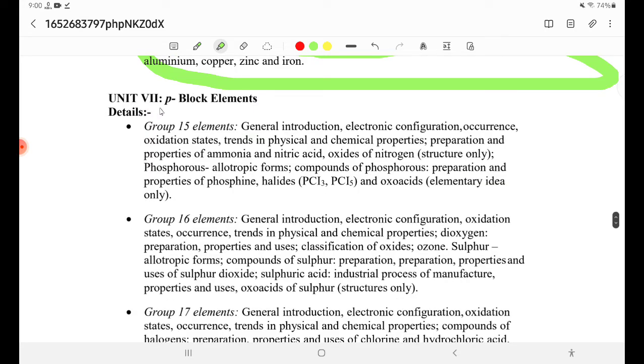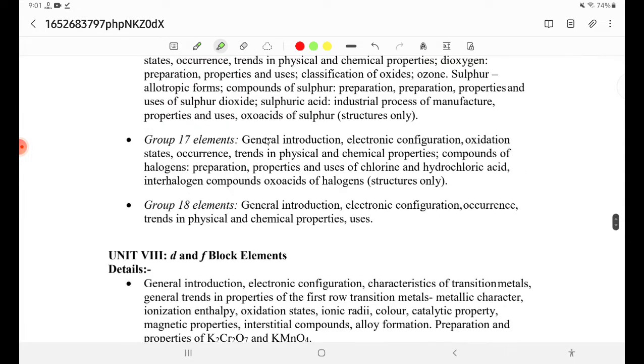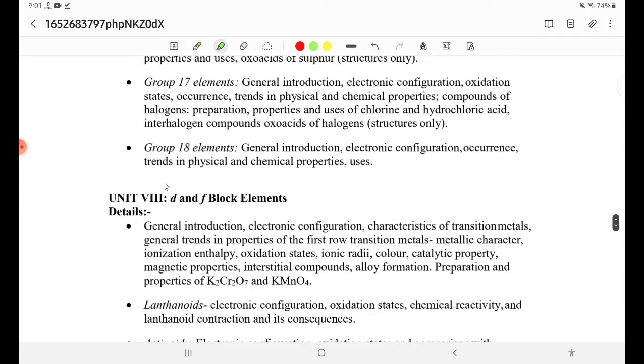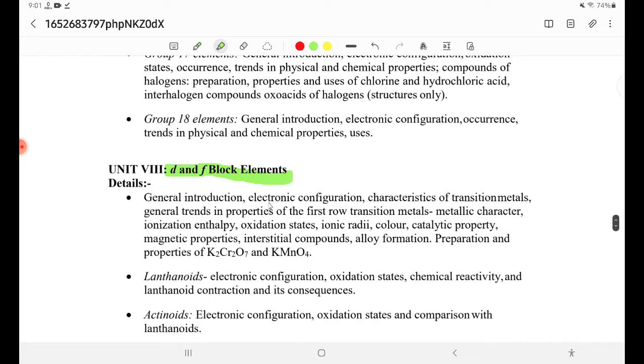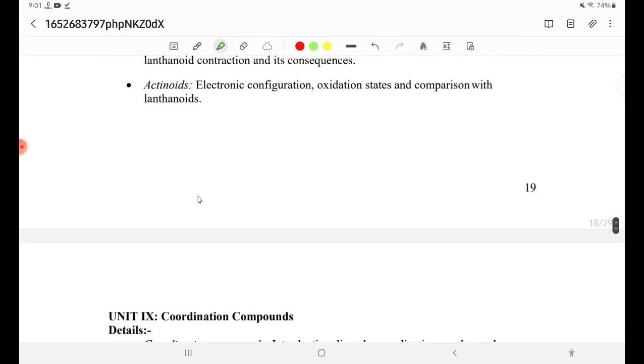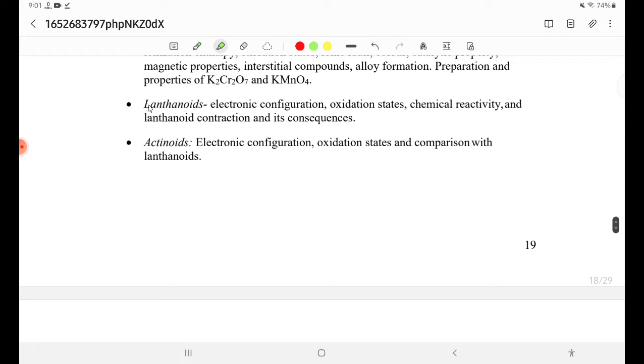And let's start the inorganic chemistry of class 12. Here you can also find the p block element, which is an add-on from the class 11th chapter p block, and the d and f block elements, which is the class 12 chapter, the 8th chapter. You can find the lanthanides and actinides in this section.